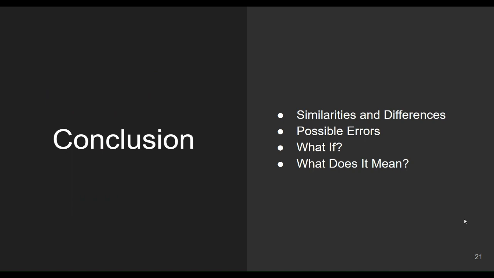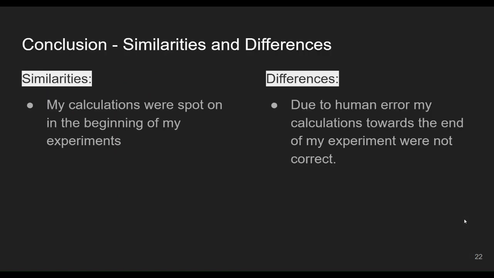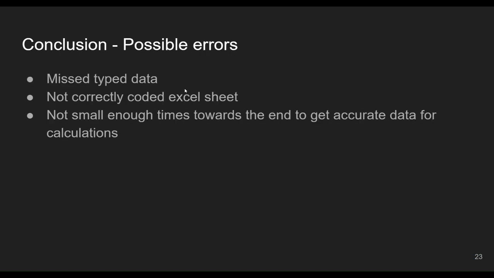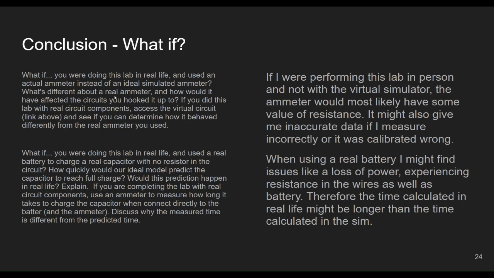In conclusion: similarities, differences, possible errors, and what if. Some similarities were in the beginning, where my calculations were spot on. The differences were in the end, when I did that graph, which I believe was incorrect due to human error, of course. Possible errors: mistyped data, a not correctly coded Excel sheet, and time steps not small enough towards the end, therefore I got inaccurate data for our calculations.